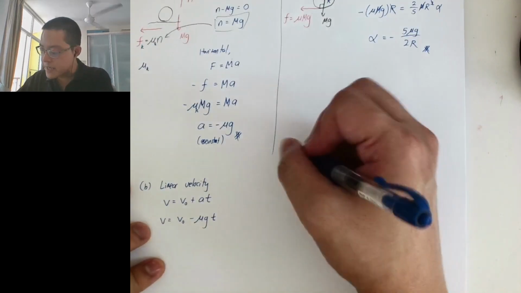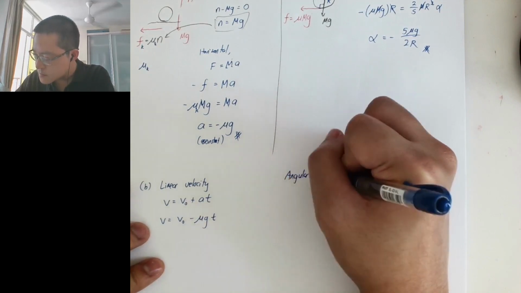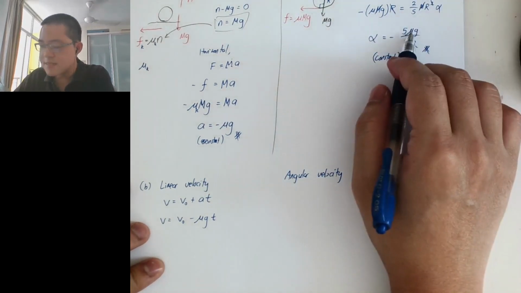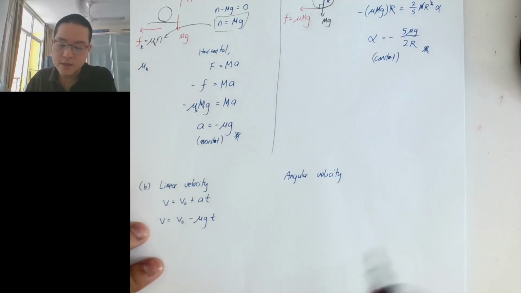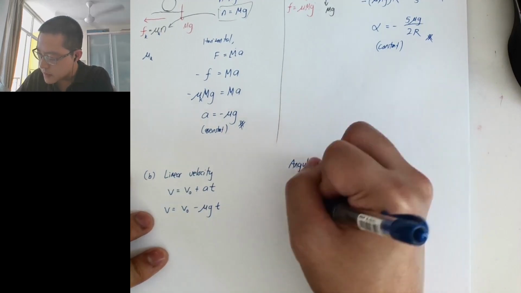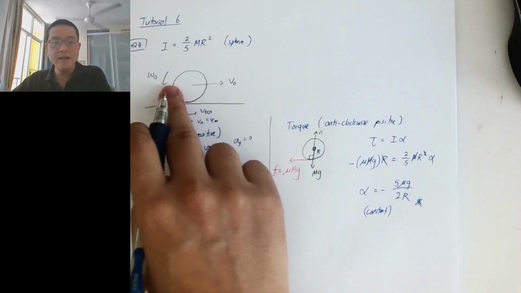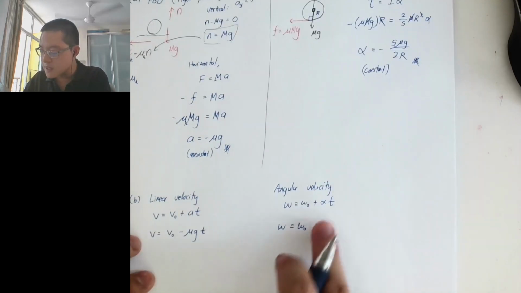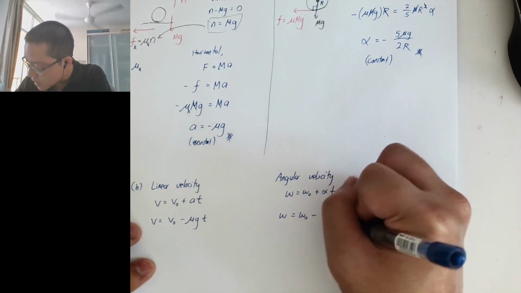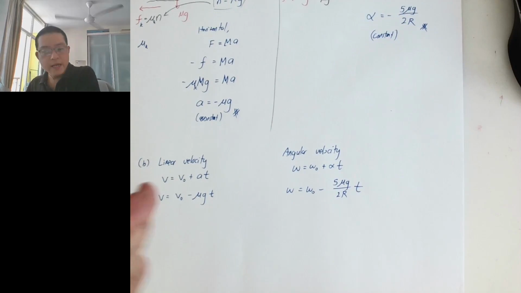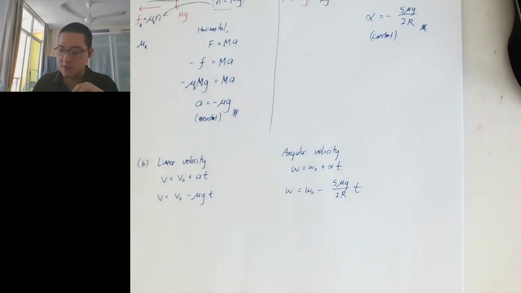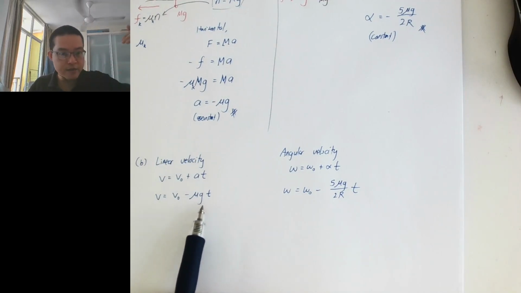Then from here I get my angular velocity. This is also a constant, because these are just constant numbers multiplied with each other, so I can use this equation. Omega 0 is also given. Initially it is anti-clockwise, so it's a positive number. Alpha is this negative quantity, so I get omega equals omega 0 minus 5 mu g over 2r times t. So I have my linear velocity formula and my angular velocity formula, and I know how they change over time. Both of their magnitudes are decreasing with time.